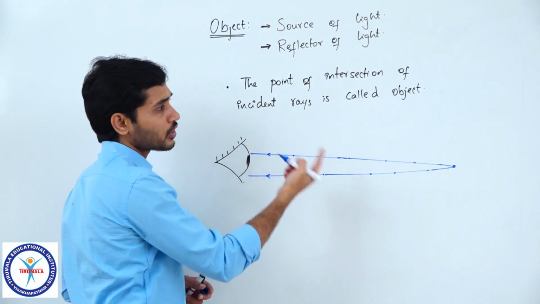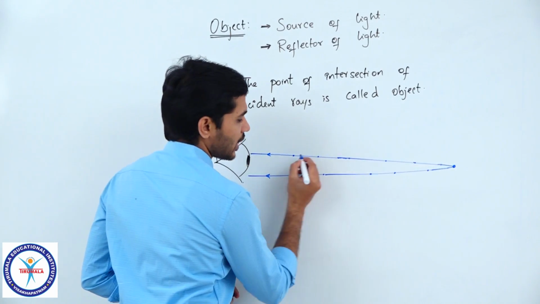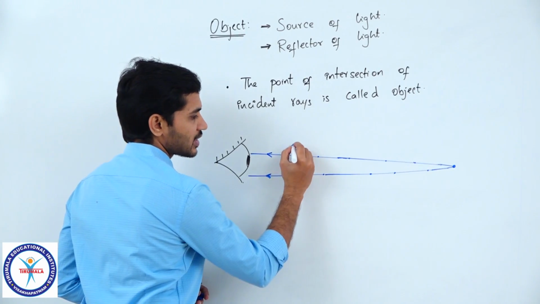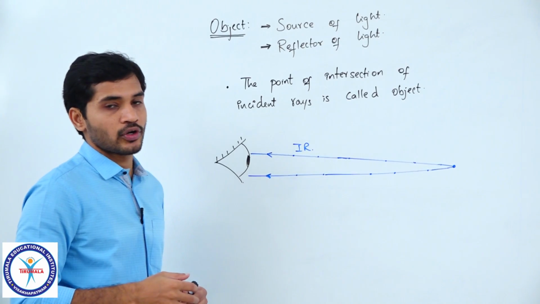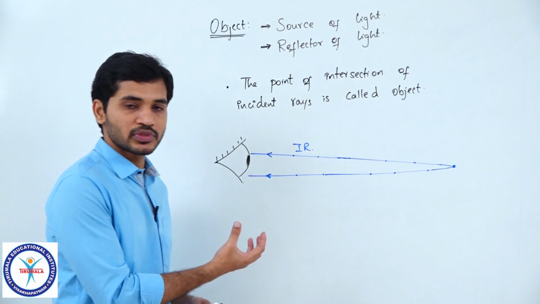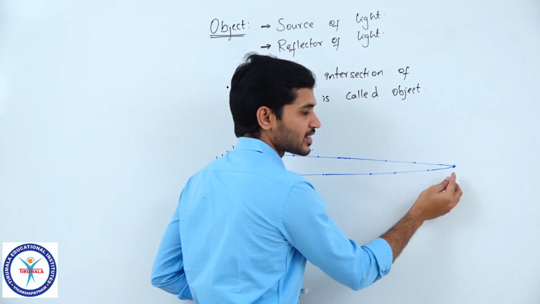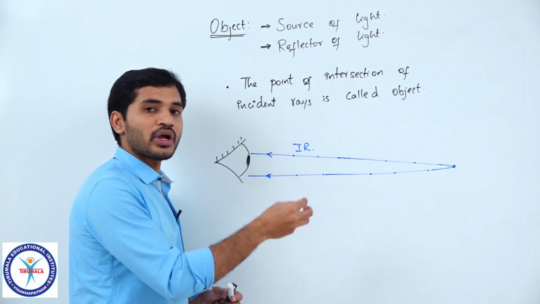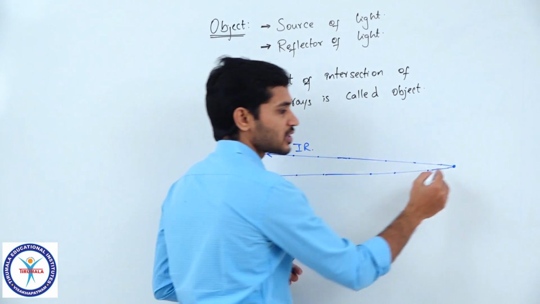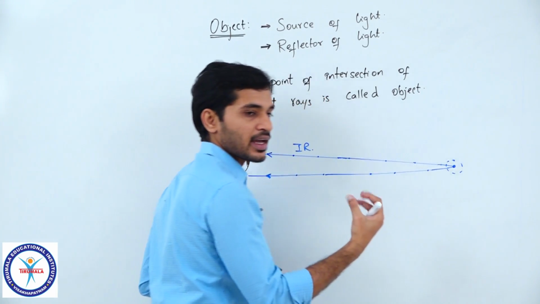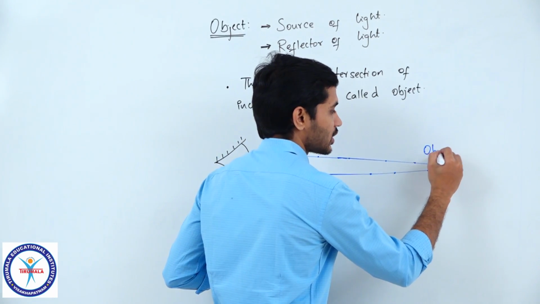The point of intersection of the incident rays is called the object. Now, according to this person, these two light rays are coming in this direction. So, these are the incident rays according to this person. And how does he locate the object? The way he is locating the object is by tracing these two light rays backwards and estimating where they intersect. And the point where they intersect is the point from where those two light rays have originated, which means this is the point from which the two light rays have started traveling towards the person. So, this is what we call the object.